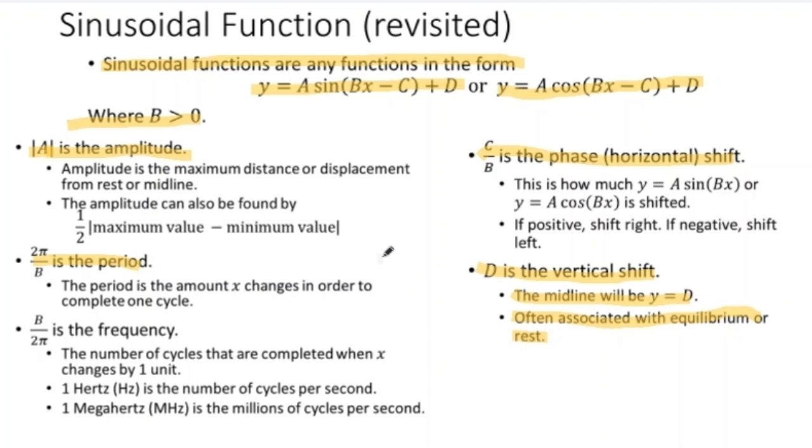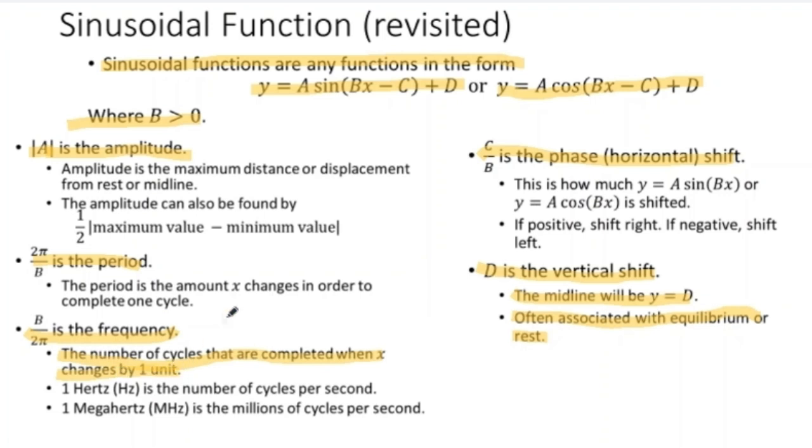If our independent variable is time, one way to interpret the period would be the amount of time it would take the wave to complete one cycle. Now, a concept that goes hand in hand with period is the frequency. The frequency is the reciprocal of the period, which would be b over 2 pi. The frequency is the number of cycles that are completed when x changes by 1 unit.